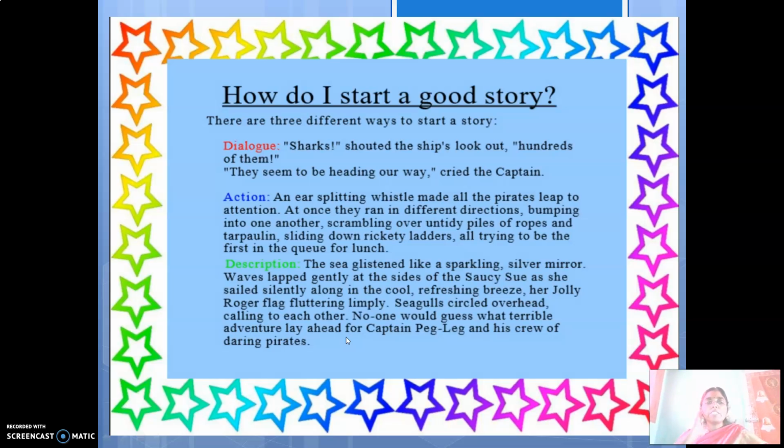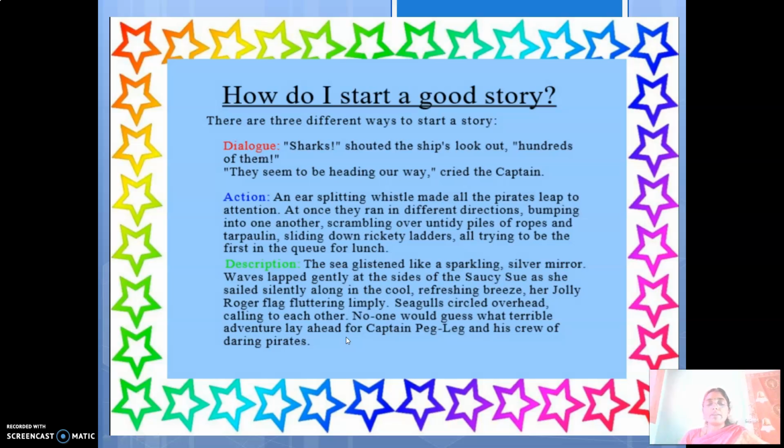Now actions. An ear-splitting whistle made all the pirates leap to attention. At once, they ran in different directions, bumping into one another, scrambling over untidy piles of ropes and tarpaulins, sliding down rickety ladders, all trying to be the first in the queue for lunch.